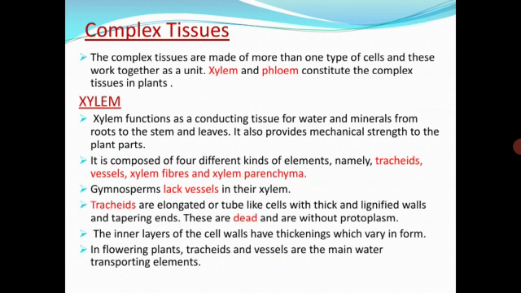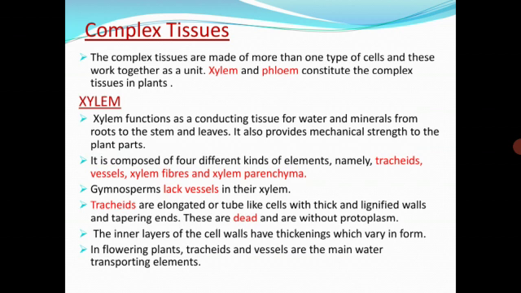Coming to the complex tissues, these are made up of more than one type of cells and work together as a unit. Xylem and phloem constitute the complex tissues in plants. First, let us discuss about xylem. Xylem functions as a conducting tissue for water and minerals from roots to the stem and leaves. As you all know that xylem is a water conducting tissue. It also provides mechanical strength to the plant parts.